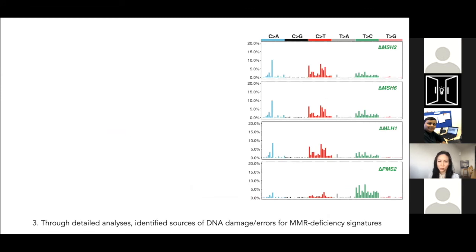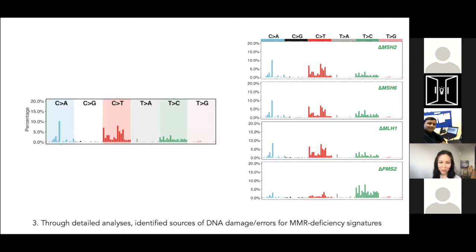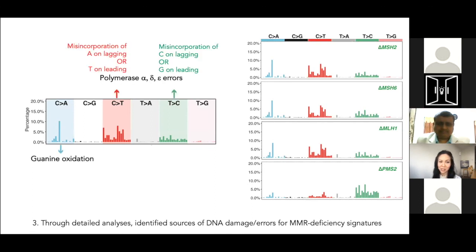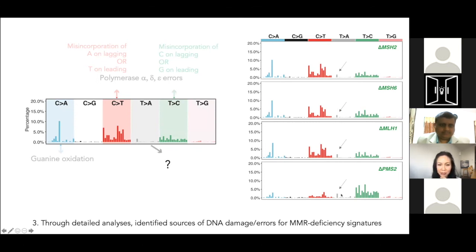One of the other things we did then was to try to figure out whether we could understand what the sources of damage were that resulted in these mismatch repair deficiency signatures. Now, in the interest of time, I don't have enough time to go into all of the details. I will tell you quickly that the C2A component we think comes from guanine oxidation, and the C2T and T2C components come from misincorporation by polymerase alpha, delta, epsilon errors, which kind of makes sense. But what I want to draw your attention to is this little T2A peak here, which is tiny, but you can see that it's really consistent across all of the signatures. It's modest, but very clear.